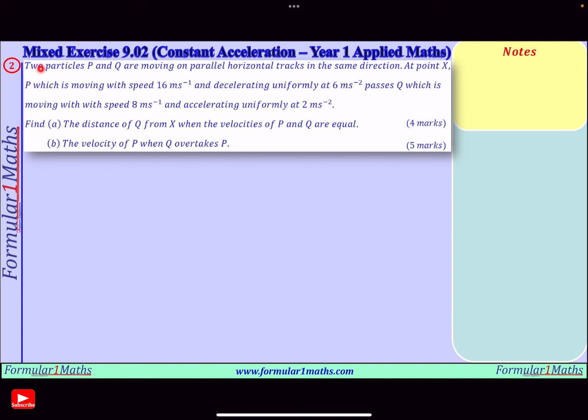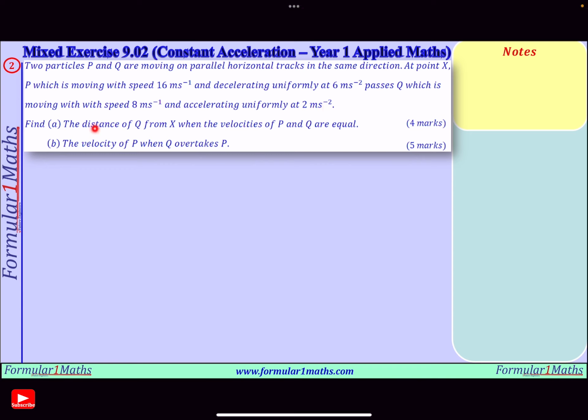Question 2. Two particles, P and Q, are moving on parallel horizontal tracks in the same direction. At point X, P, which is moving with speed 60 meters per second and decelerating uniformly at 6 meters per second squared, passes Q, which is moving with speed 8 meters per second and decelerating uniformly at 2 meters per second squared.